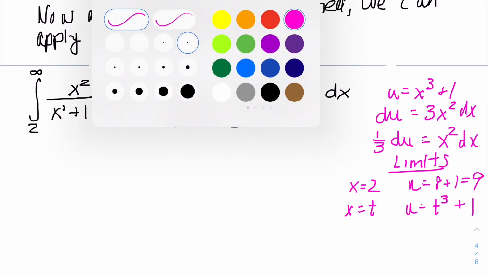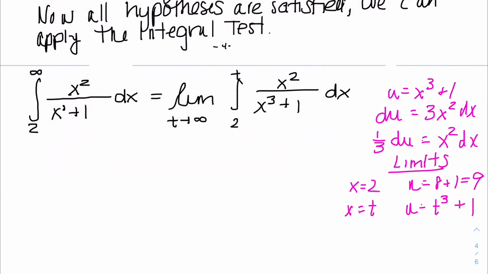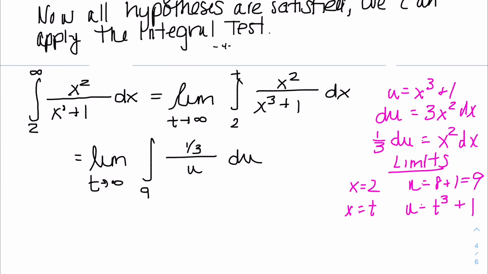So now we can change everything over for this integral. This becomes the limit as t approaches infinity. The inside becomes 1/3 over, that's just u, and we get our du. And then our bounds start at 9 and go to t cubed plus 1.